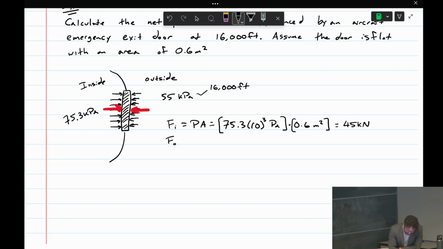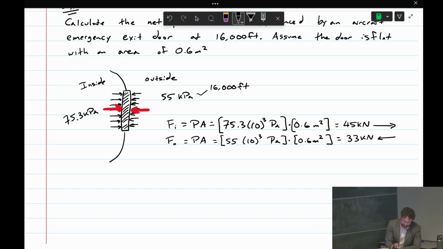The force on the outside, again, is the pressure times the area outside. So that will be 55 kilopascals. So that's 33 kilonewtons. So that 45 kilonewtons from the inside, the way I've drawn the diagram, would be to the right. This one would be pointing to the left. As I mentioned, it's the difference between these pressures that creates a net force on the door. If they were balanced, the door wouldn't experience a net force. The pressures would equal out.